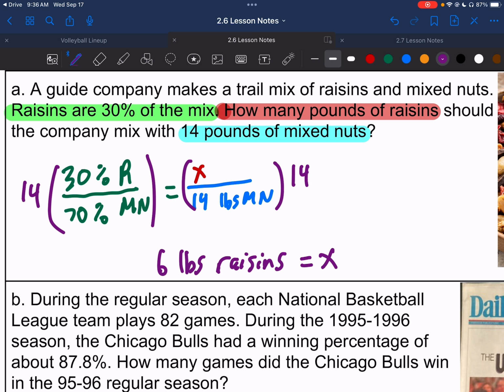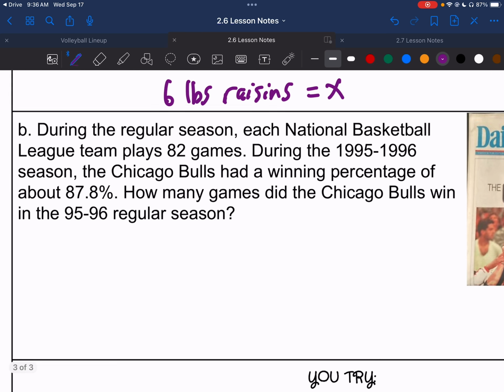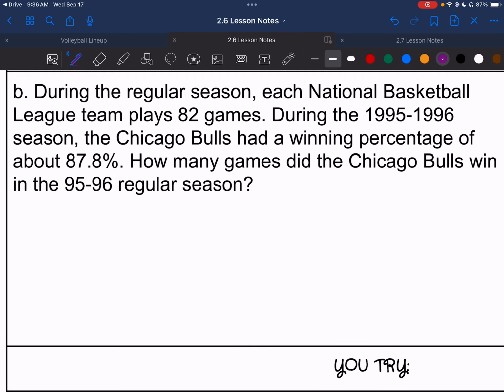30% of it is raisins, 70% of it is mixed nuts. All right, let's look at letter B.